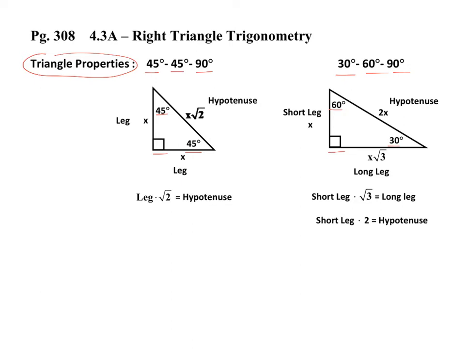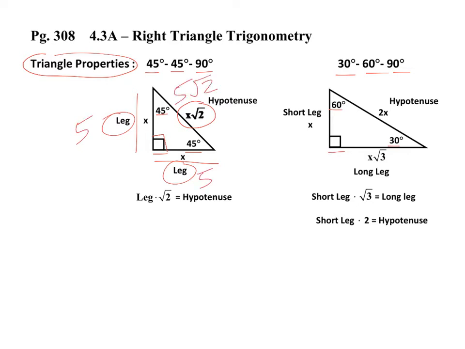So here we have this 45, 45, 90. These two sides have the same length. Those are known as the legs that make up the right angle. And if we multiply either of those by square root of 2, we obtain the length of the hypotenuse. So for example, if these were 5, then the hypotenuse would be 5 square root of 2.